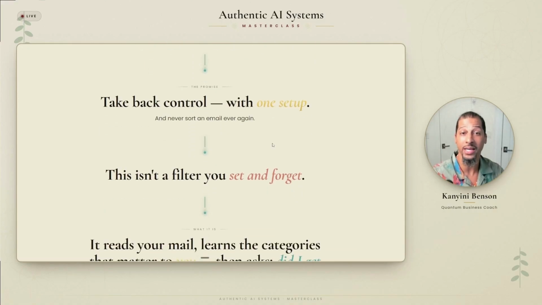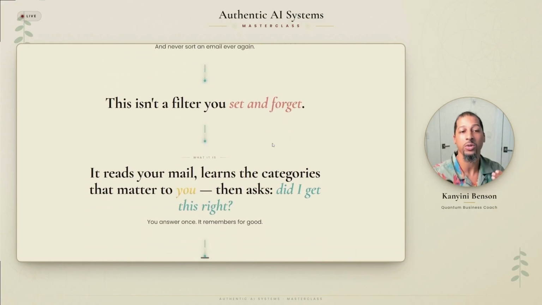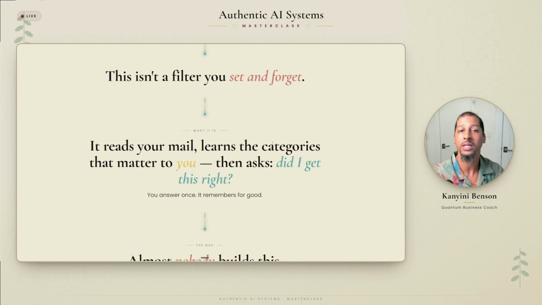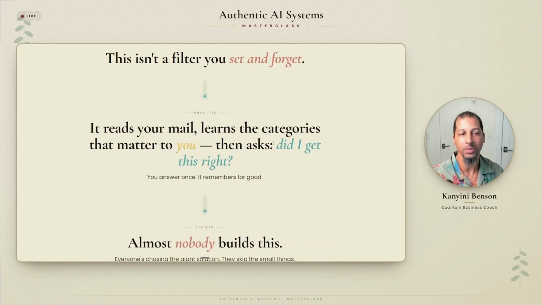This isn't a filter that you set and forget. It's just something that's going to read your email, learn the categories that matter to you, and then ask, did I get that right? You answer once, it remembers for good, and it operates again automatically while you sleep.